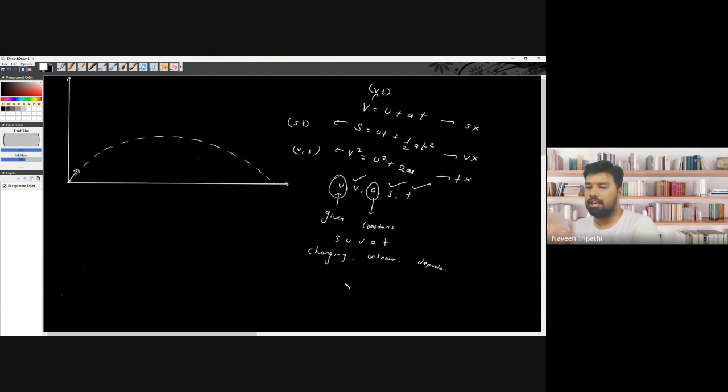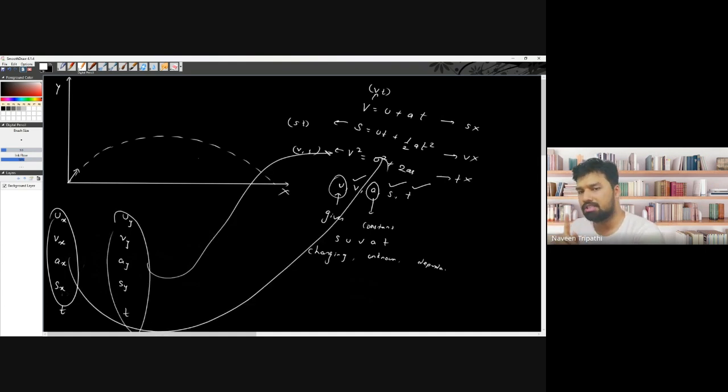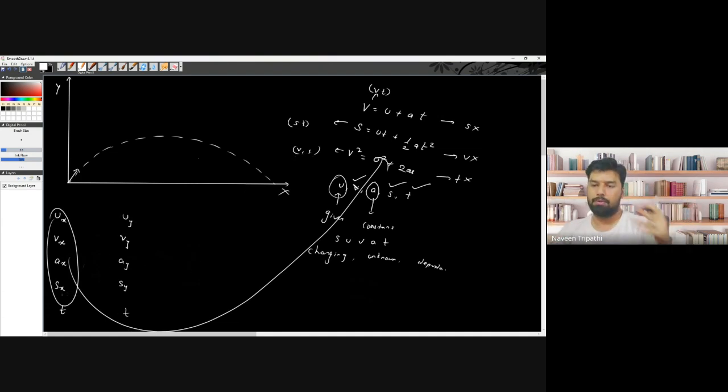Now, what is the relevance of this SUVAT equation with projectile? Very simple. Projectile has 2 axes, x-axis and y-axis. It will have an initial velocity in x and an initial velocity in y. It will have a final velocity in x and a final velocity in y. It will have acceleration in x, acceleration in y, displacement in x, and displacement in y. Time does not have an x or y quantity. Time is the same for both. Whenever you have to solve projectile questions, always remember, just apply these equations to these sets of variables. You will get 2 sets of 3 equations.